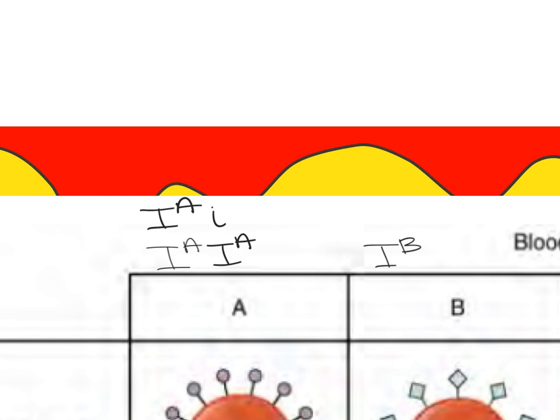But if you look, both of those have the dominant A allele. As long as the dominant A allele is there, that means you are going to exhibit that characteristic or that phenotype. Same deal with B. You can be homozygous type B, or you can be heterozygous type B. So that's how we would write it.